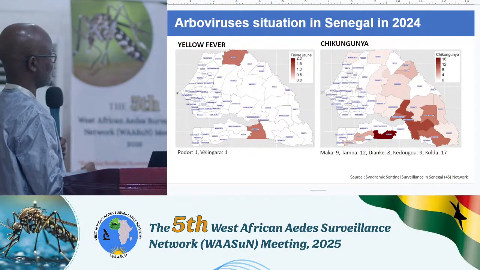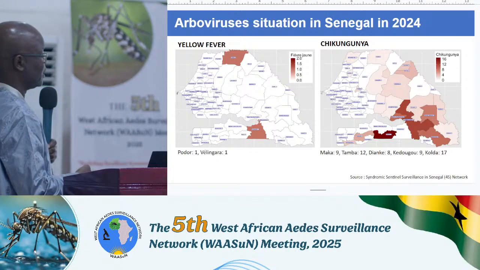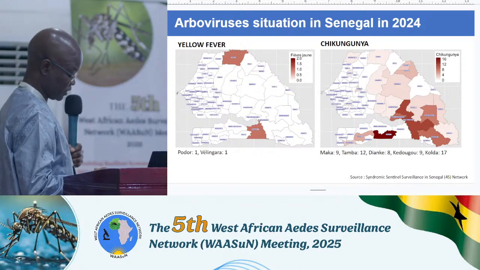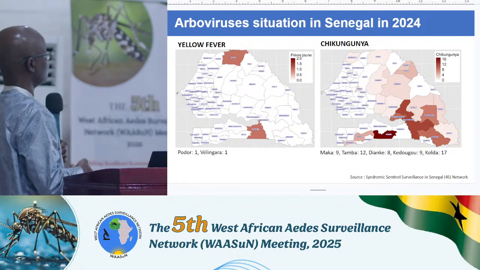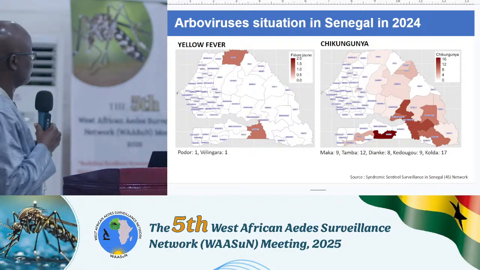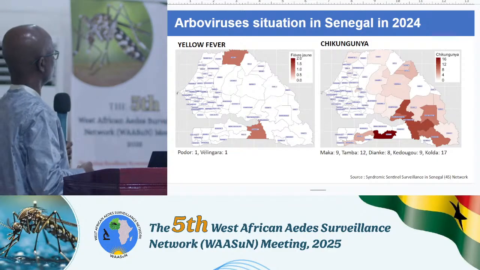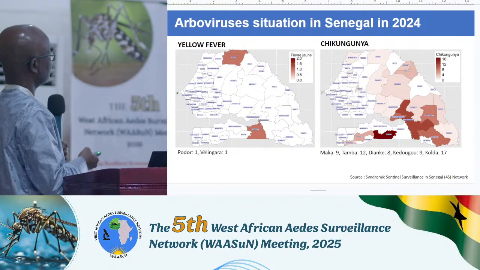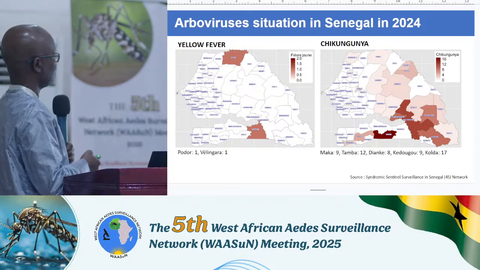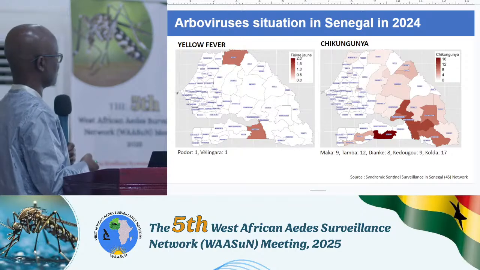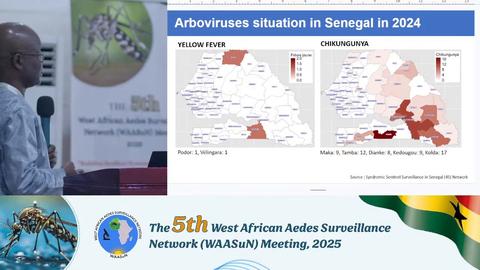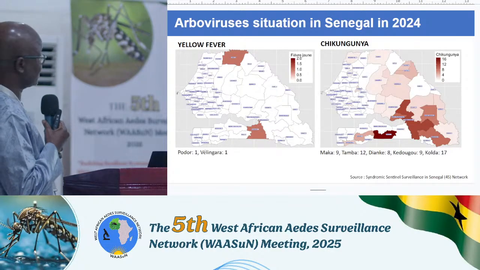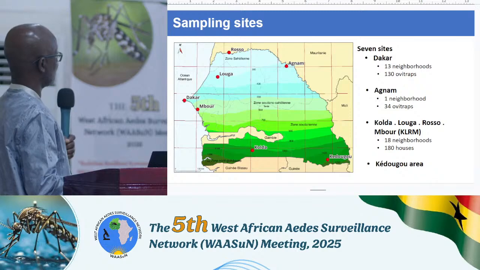These data are from the Syndromic Sentinel Surveillance System network in Senegal, which is shared by Pasteur Institute and the Ministry of Health. In this situation, we have 5 main projects dedicated to monitoring and surveillance of Aedes vectors. One was funded by WHO TDR, one by CDC, one by Gates Foundation, NMRI, and WAASuN. And for this, we had 7 sites distributed around the country.